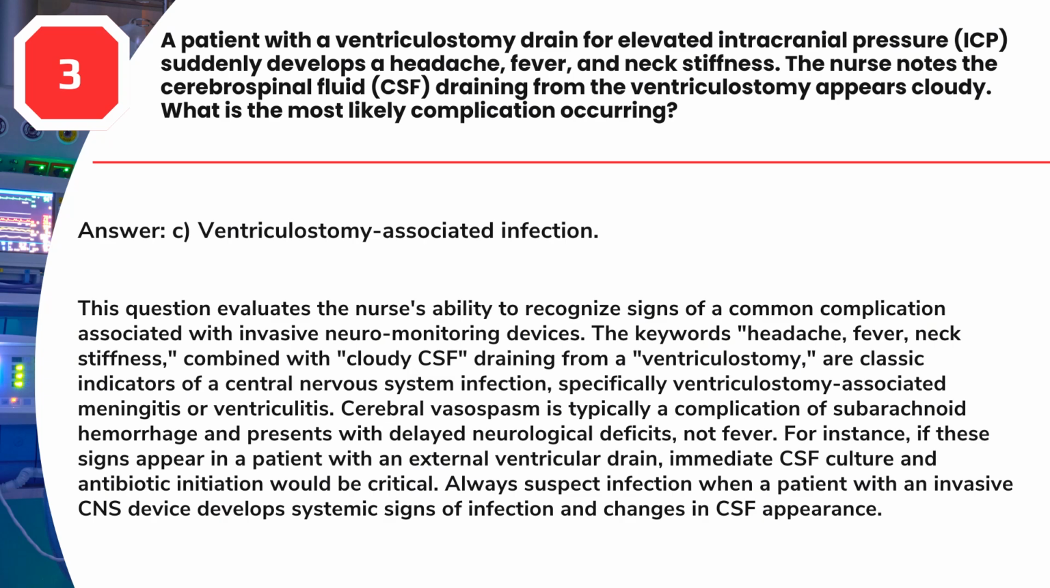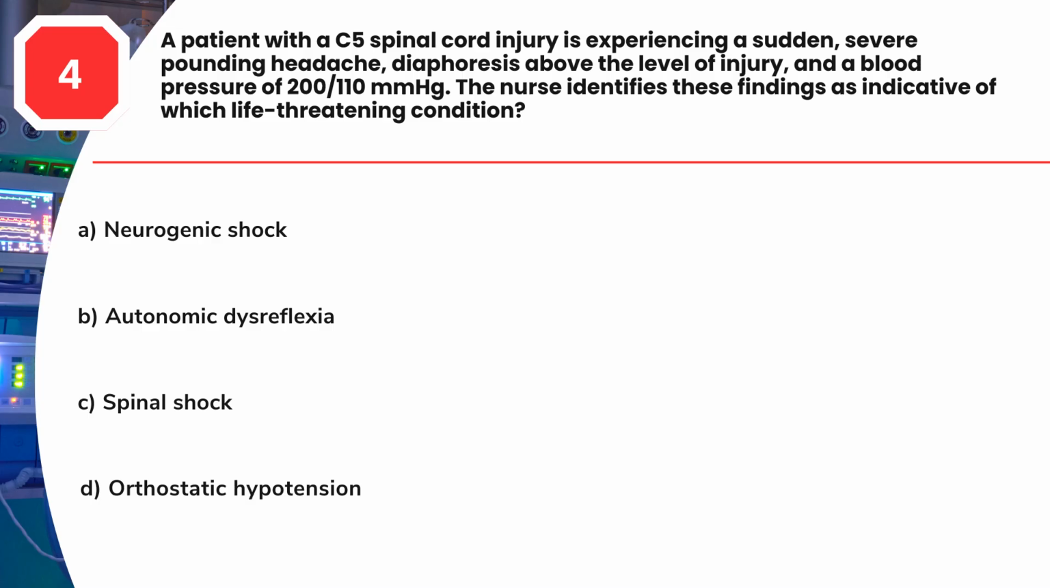Cerebral vasospasm is typically a complication of subarachnoid hemorrhage and presents with delayed neurological deficits, not fever. For instance, if these signs appear in a patient with an external ventricular drain, immediate CSF culture and antibiotic initiation would be critical. Always suspect infection when a patient with an invasive CNS device develops systemic signs of infection and changes in CSF appearance.